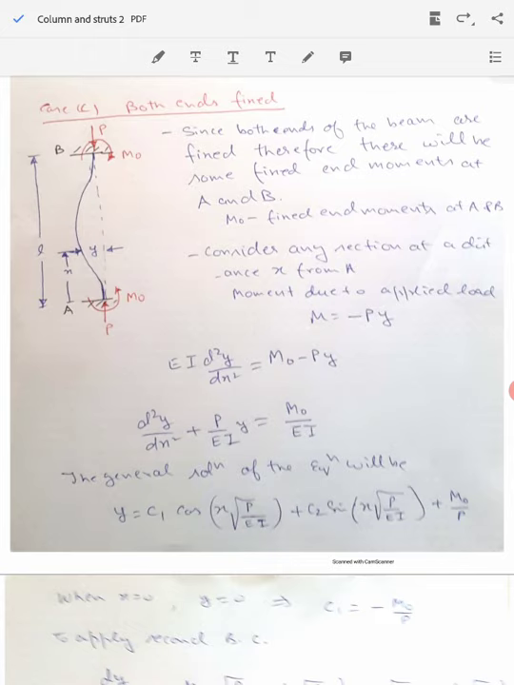Now let's consider a section at a distance x from the end A. So this is the section x we are talking about, and let's say it has a deflection of y. What will be the value of the bending moment at this section? The bending moment is always load multiplied by the distance, as the load line is given by this line. This is the load line, and the distance of this section from the load line is y.